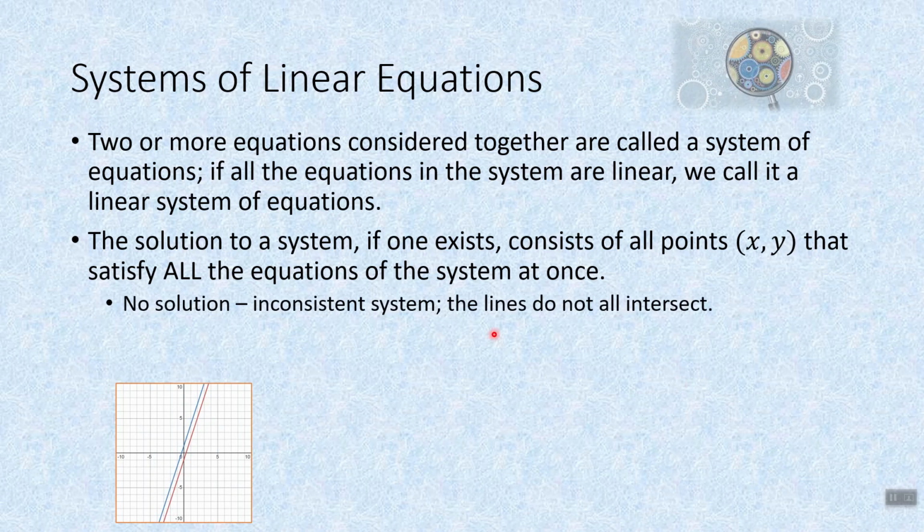This is an inconsistent system, inconsistent with the idea of having a solution. The lines do not all intersect, or if you only have two of them, those two never touch, right?